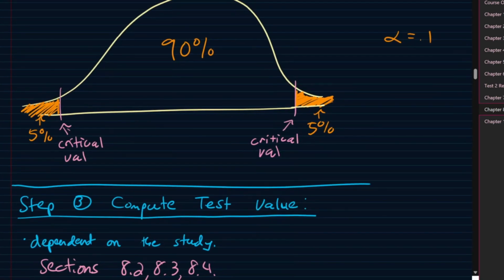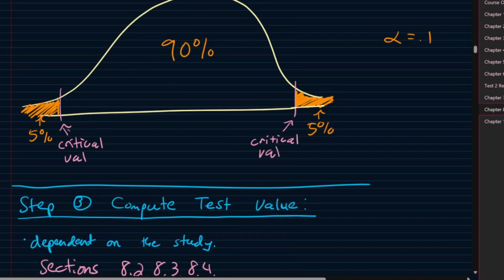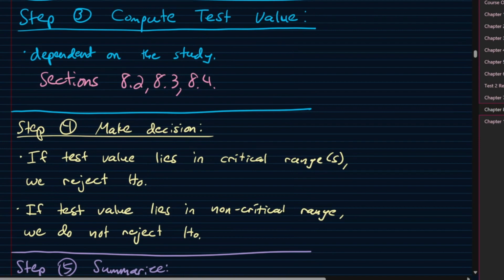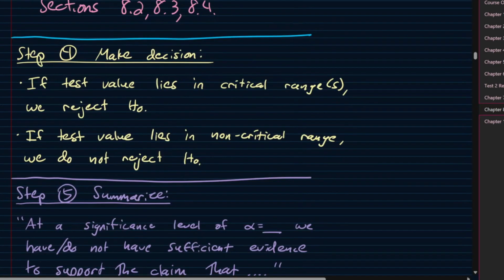And then we go to step 3. And step 3 is to compute the test value. So that's the value given from the data in the sample. And then we'll use that data, we'll boil it down to a number, and we'll compare that number to the critical values and see if it falls in the critical range or not. And then we make the decision. If the test value is in the critical range, we reject H sub 0. If it's not, we do not reject. And then we summarize.